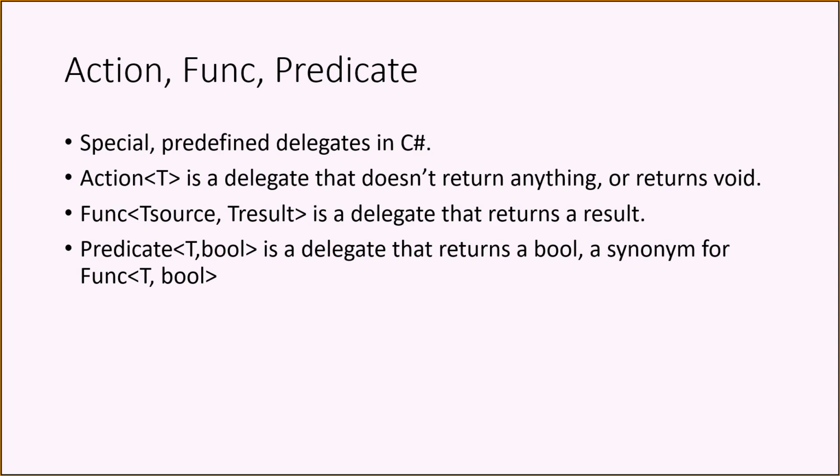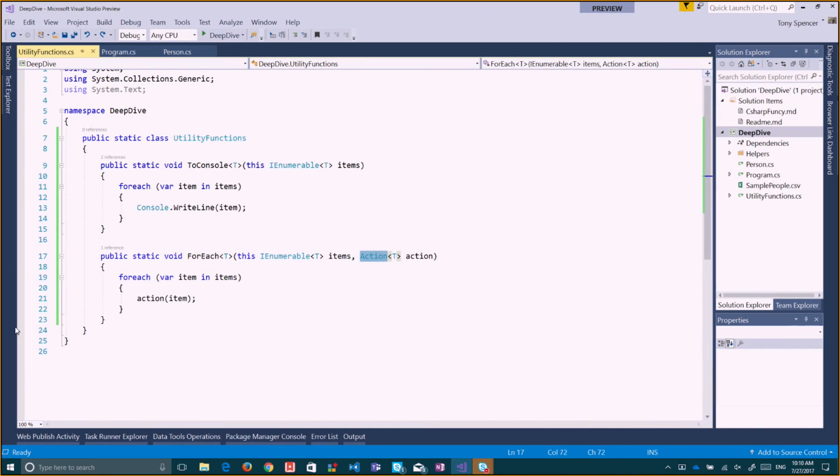So in your where clause, a lot of times you say where person.age is less than 10 or something like that, and that's how that gets translated. So that's what Action, Func, and Predicate are. They're just special delegate types. In this case, I'm saying you can hand me any action that doesn't return anything, and I'll just execute the action for you. So that's what that does.